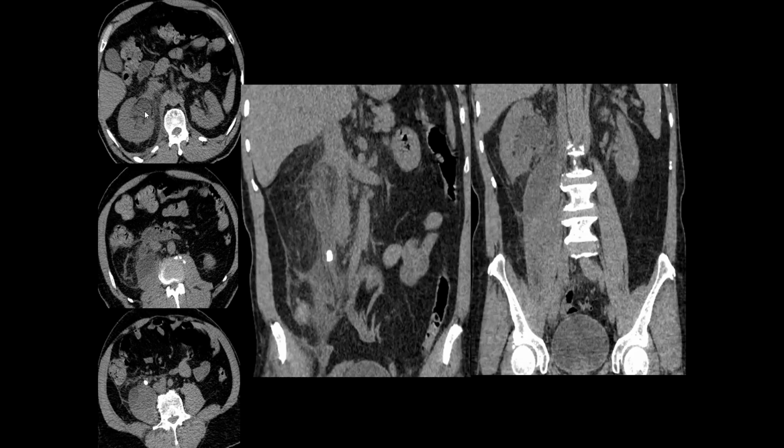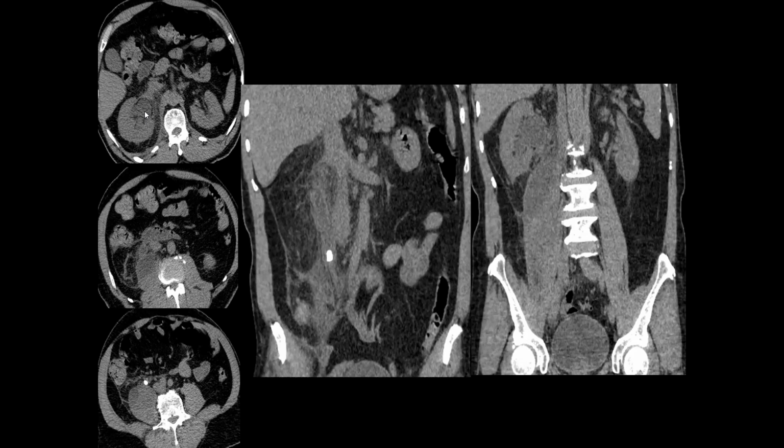If you follow it down, you can see the right ureter is dilated, and there's a large stone in the right mid-ureter. Coronal images, so this large stone, you can see the ureter dilated above it, and it stops at the level of the right mid-ureteric stone.